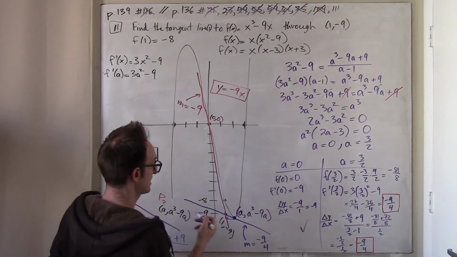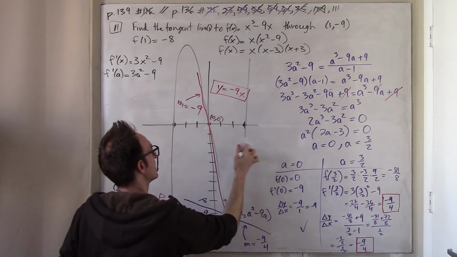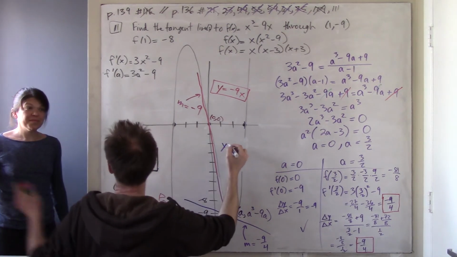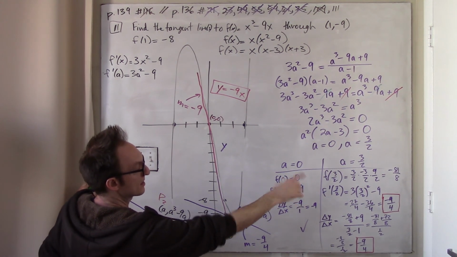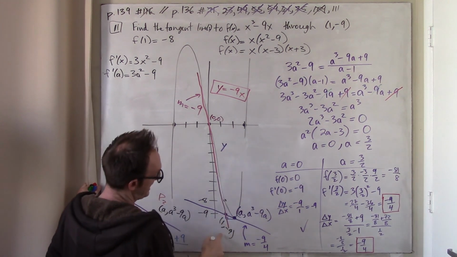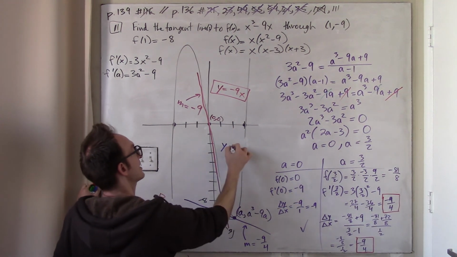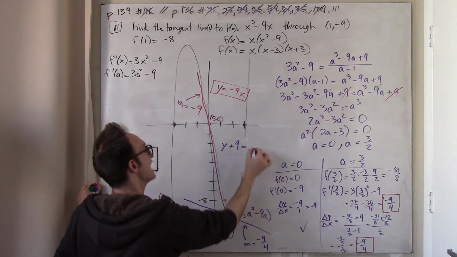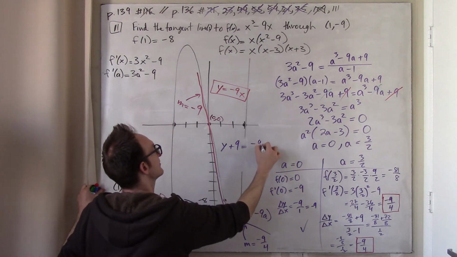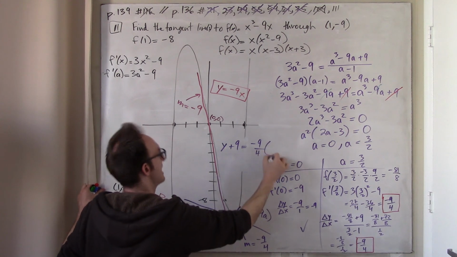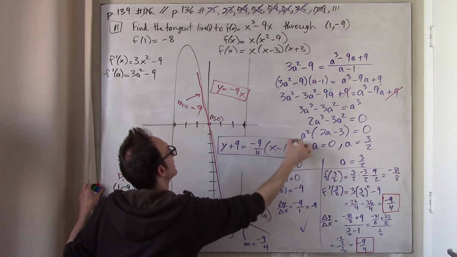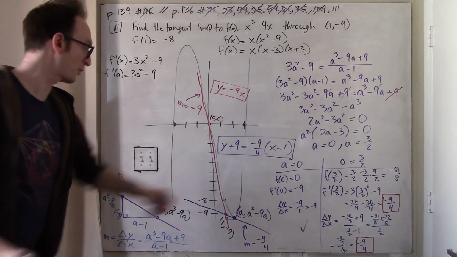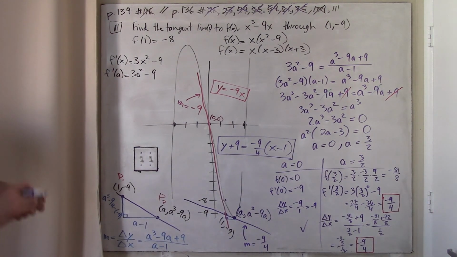One second. It is y, literally one second, plus, well actually it's going through 1, comma, -9 already. So I can just say y plus 9 equals -9/4, comma, x minus 1. That is the other line. It's the purple one, which is tangent to the curve and passes through 1, comma, -9.